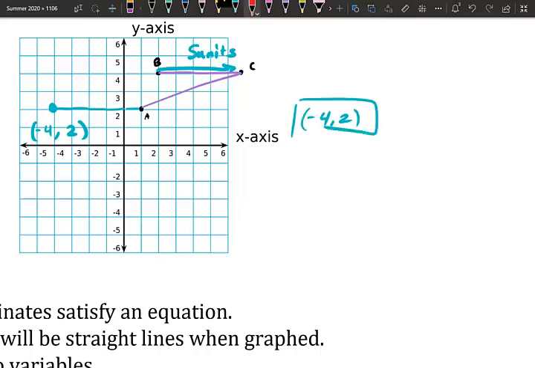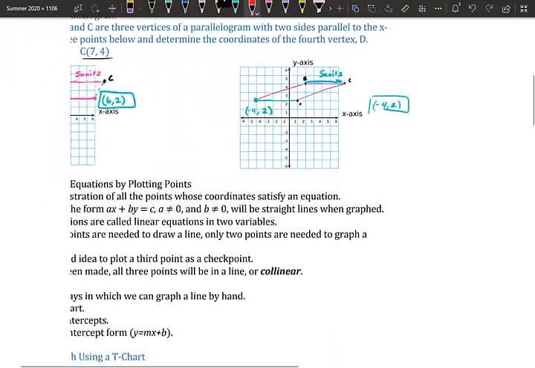And now we can connect our dots. So after you plot the points, find the distance. You're going to go both ways. So you're going to go right 5 units and left 5 units, or however many units you're apart.